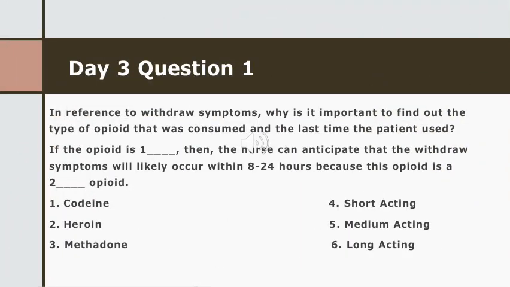Day 3, question 1. In reference to withdrawal symptoms, why is it important to find out the type of opioid that was consumed and the last time the patient used it? Now, fill in the blanks. If the opioid is 1. Codeine, heroin, or methadone, the nurse can anticipate that the withdrawal symptoms will likely occur within 8 to 24 hours because this opioid is a short-acting, medium-acting, or long-acting opioid.